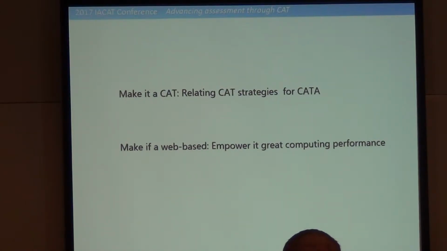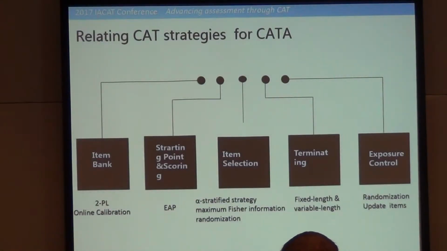So we have made the product with great computing performance. So after solving these two problems, the product we developed came out. As for the CAT strategies for this product, we name them as follows.